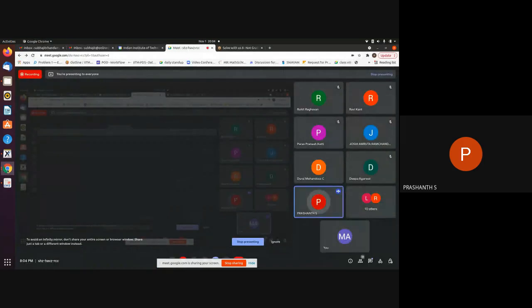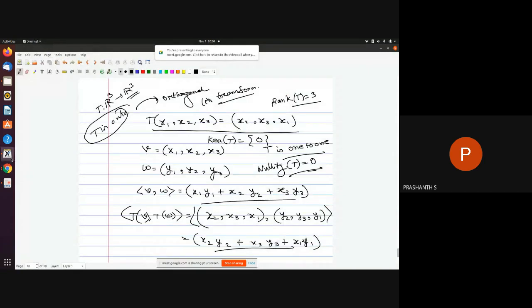So nullity is the dimension of the kernel, sir. Right. What exactly is rank, sir? Rank is the dimension of the range. Okay, sir. Rank is the dimension of the range, right? The dimension of the image space. Okay.